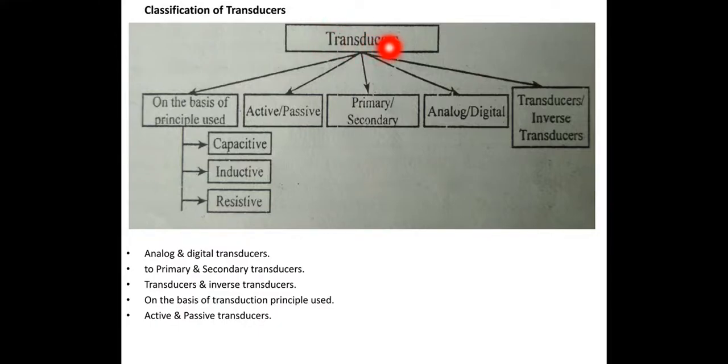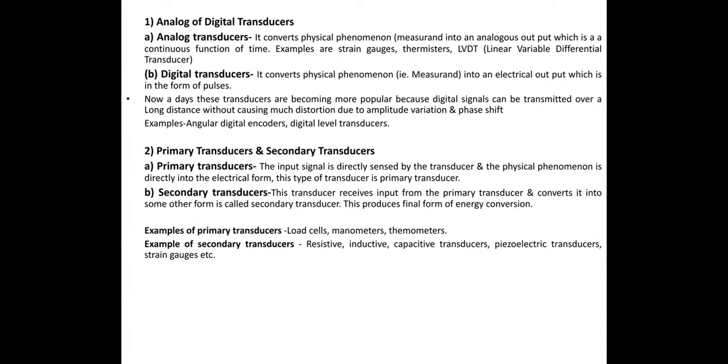Now, classification of the transducers. Broadly, transducers are classified first on the basis of the principle used, second active or passive, third primary or secondary, fourth analog or digital, and fifth transducers and inverse transducers. So: analog and digital transducers, primary and secondary transducers, transducers and inverse transducers, on the basis of transduction principle, active and passive transducers. Analog or digital transducers.